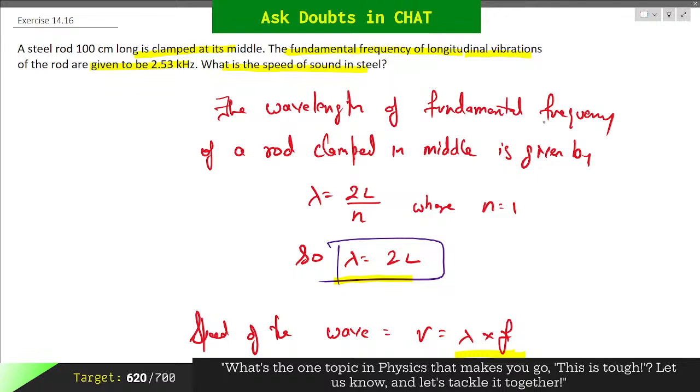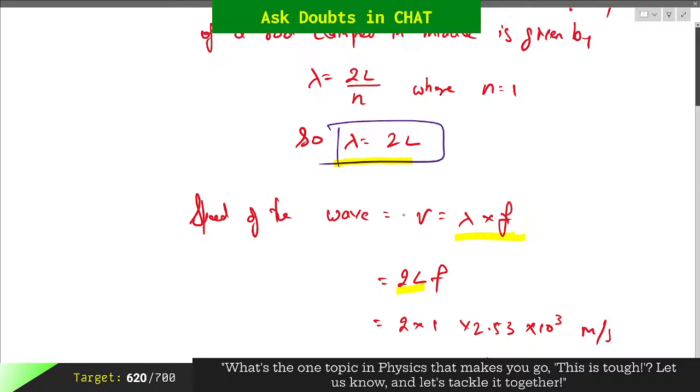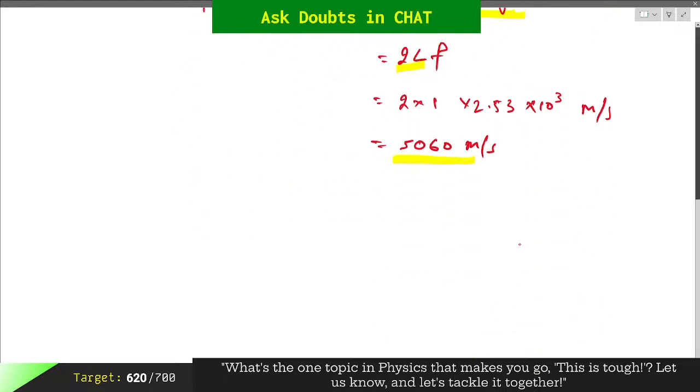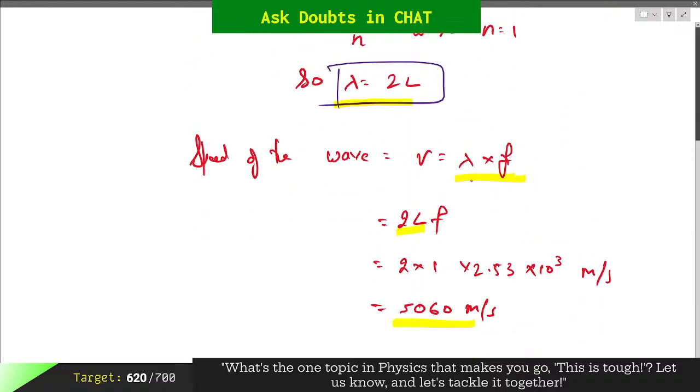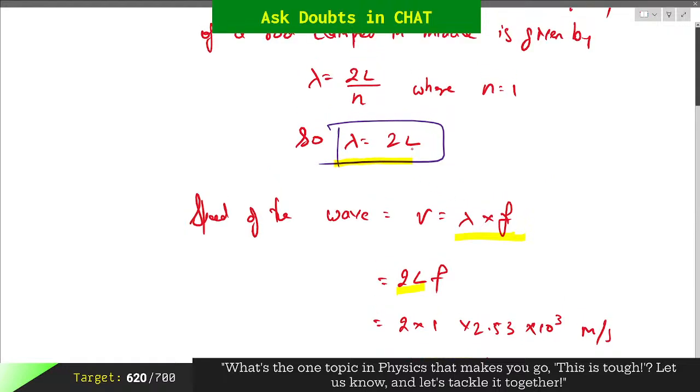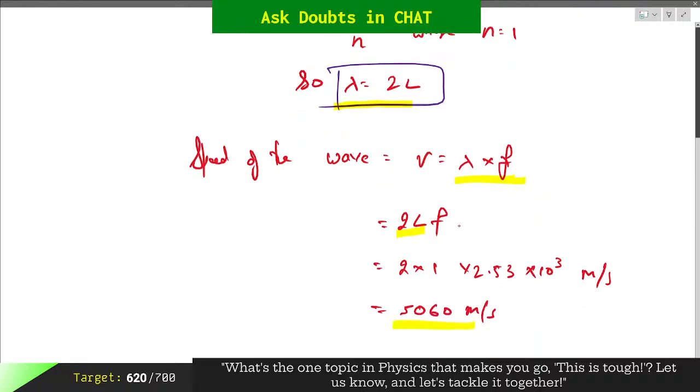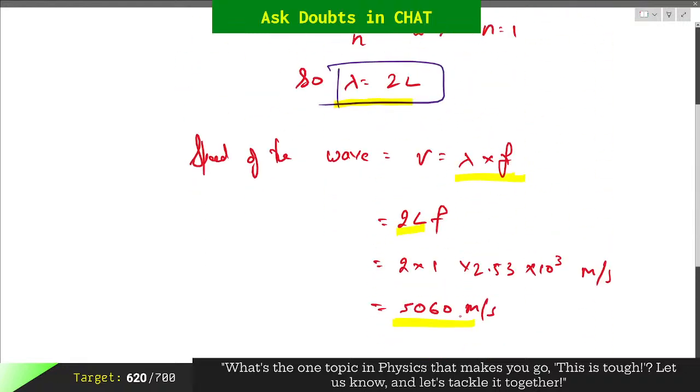So the wavelength of the fundamental frequency of the rod clamped in the middle is given by lambda equals 2L by n, where n equals 1. So lambda would be equal to 2L. Now we know that the speed of the wave is equal to wavelength times frequency. So substituting the value of lambda in terms of the length of the steel rod, we get the speed of the wave as 5060 meter per second.